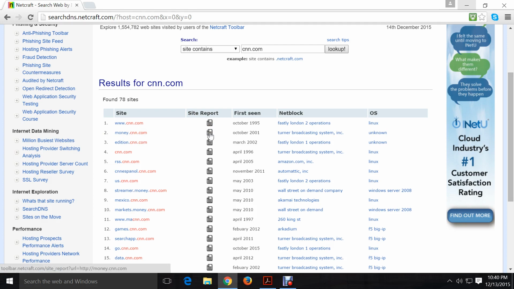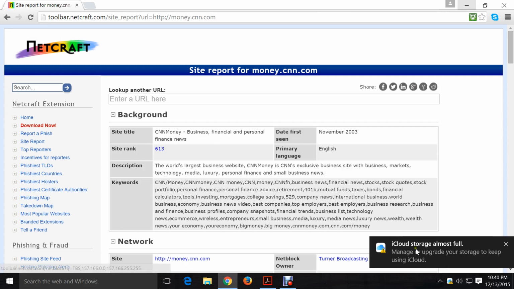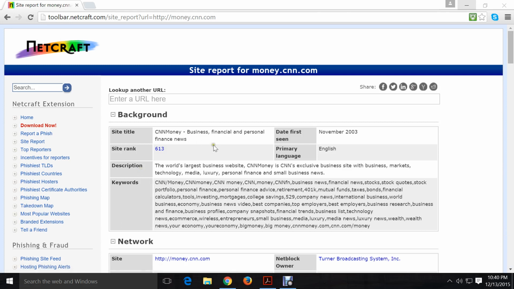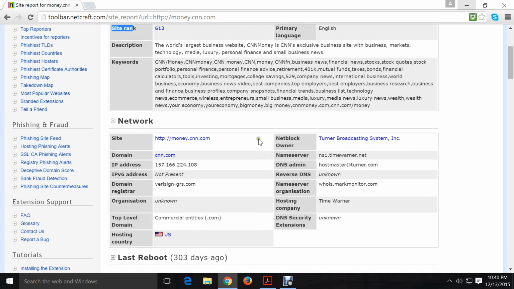Now we can open the site report and get some critical information about this site. Here we can see the report that is presented is the site rank. It gives us the rank and the primary language. Then if you scroll a little bit down, it gives the IP address, it tells us the name server, and a lot of other good information that we gather during the recon phase.